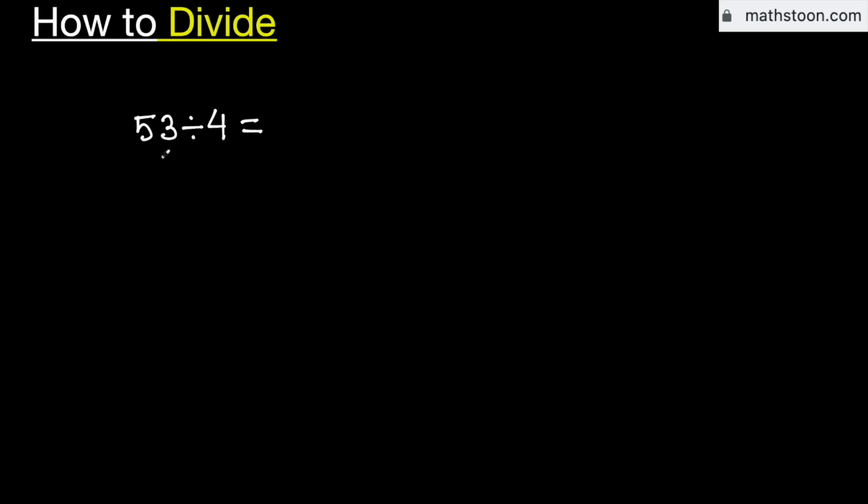In this video, let's learn how do we divide the number 53 by 4 using the long division method. Consider the first digit 5. We know that 4 times 1 is equal to 4. Subtract, we get 1. Now this 1 is less than 4. That is why we need to bring down this adjacent 3 here.